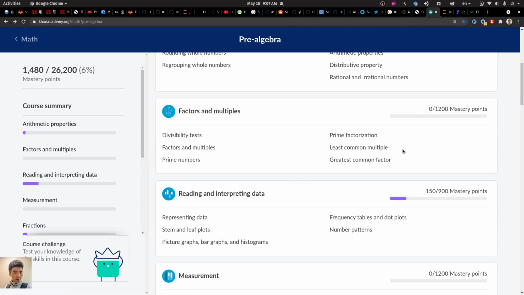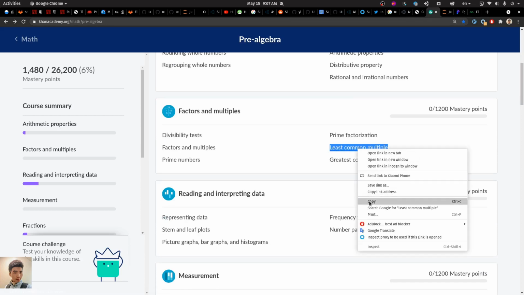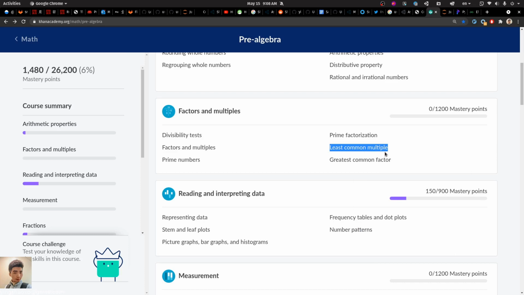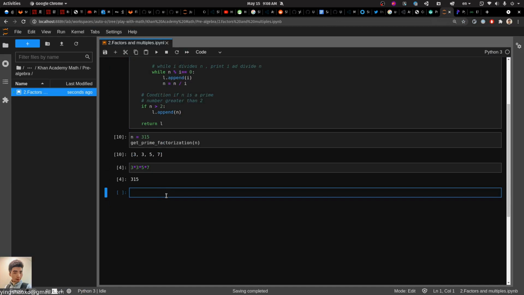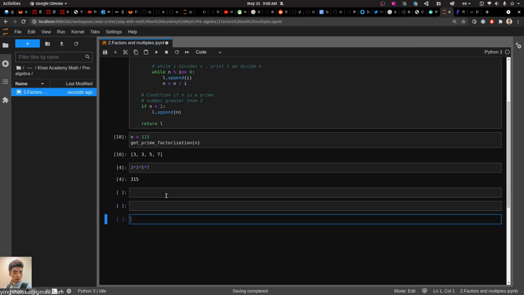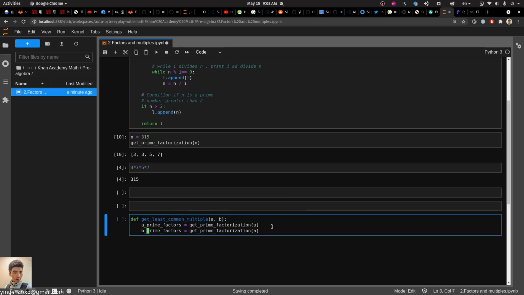Also, let's say we write a function to get the least common multiple. It shouldn't be that complicated. I guess I could write it by myself. For this kind of function, it will take two numbers, a and b. A prime factors would be equal to get prime factorization from a, then b prime factors would be equal to this. Now let's just print out the a prime factors and the b prime factors.